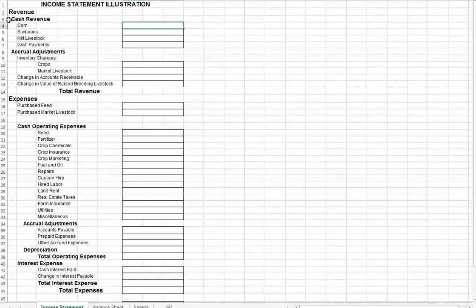Okay, first section here is called cash revenue. So this section of the income statement is simply where you sold items. In other words, these are items that you produced on the farm and you sold for cash during the year. It is important to understand, very important, so listen carefully. These are only items that you actually produce on the farm for sale.